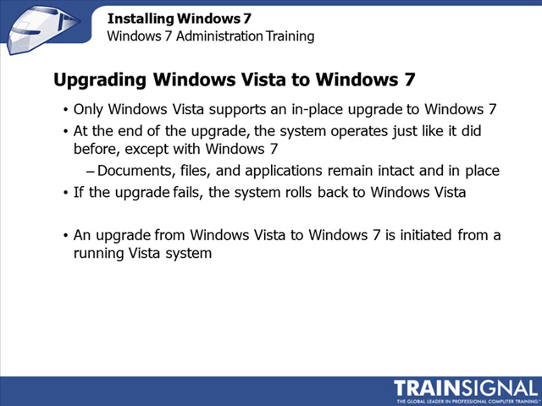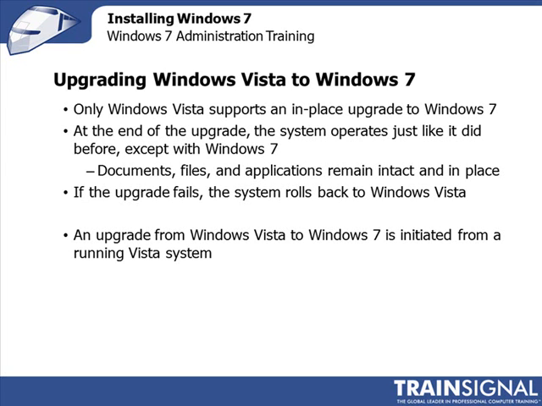At the end of this upgrade, the system's going to operate just like it used to, except that this time it'll be running Windows 7. All of your documents, files, and applications remain intact and in place, with one caveat. If you have applications that are not compatible with Windows 7, they will move over to the new Windows 7 machine, but they won't run. So just be aware of that, and make sure you use the Upgrade Advisor tool that we talked about before.